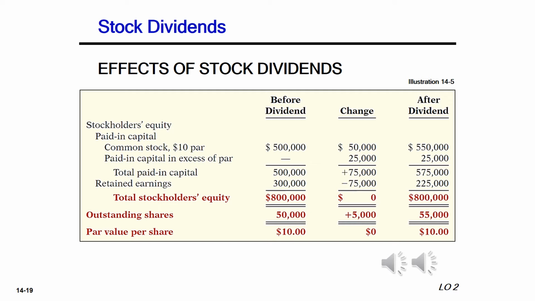So based on that, we're going to subtract the same total from the retained earnings row, and the total stockholders' equity is not going to change because the increase is going to occur to the total paid in capital, and the same amount is going to be subtracted from retained earnings. So in total, the stockholders' equity value is not going to change. However, the outstanding shares number is going to increase by the number of stock dividends that we're going to issue.